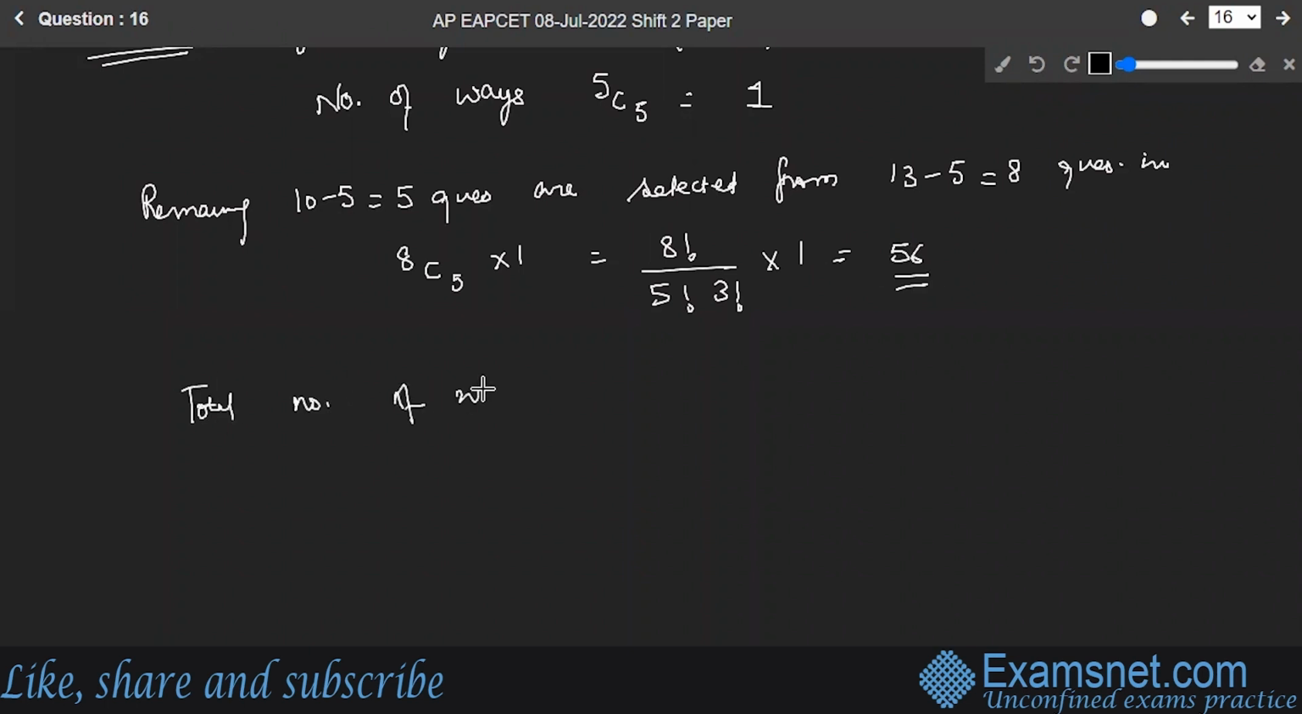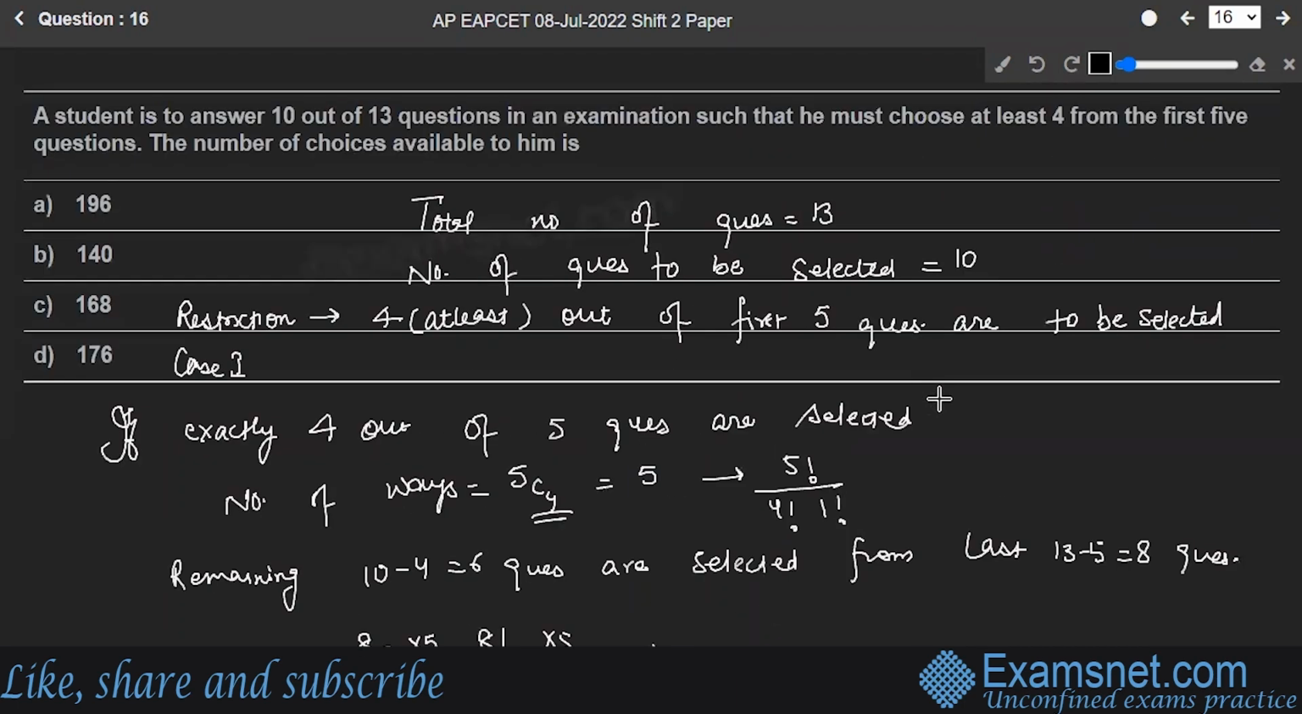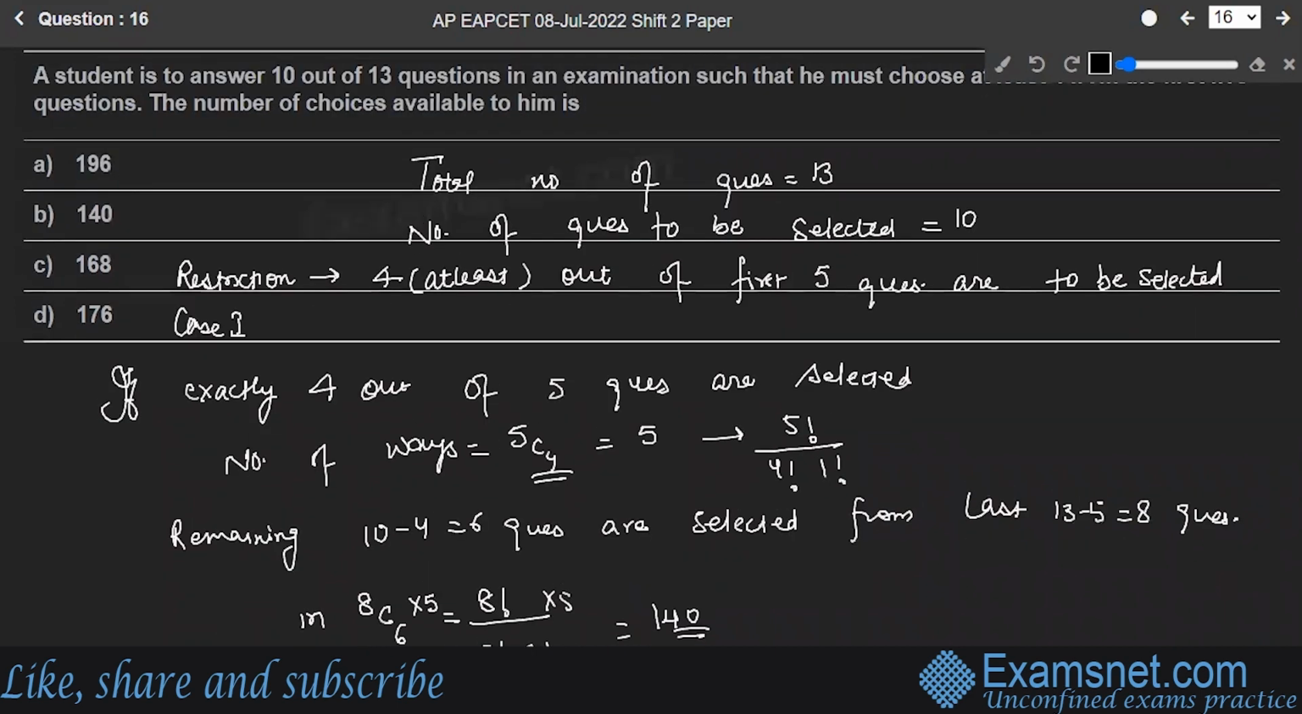So now the total number of ways is equal to 140 plus 56, that is equal to 196. So this is the answer to our question. We have option A as our answer. Hope you're clear with this.